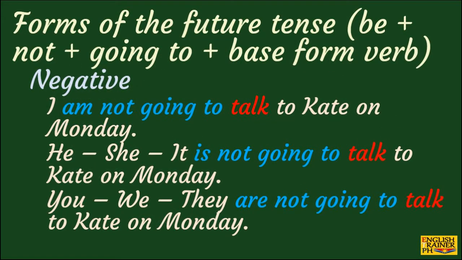Because be is our auxiliary verb, we just add not after be to make it negative. I am not going to talk to Kate on Monday. She is not going to talk to Kate on Monday. And we are not going to talk to Kate on Monday.